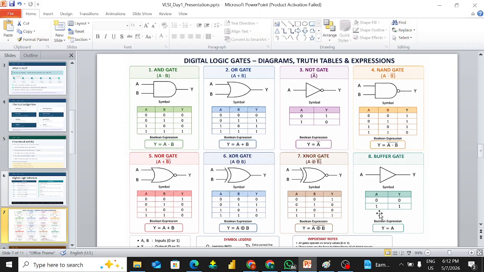Okay, there's one more gate. Most people ignore this gate. This is called the buffer gate. Okay, sorry, one minute.